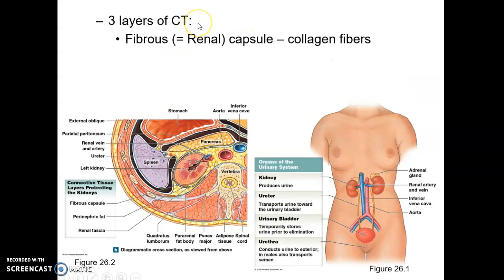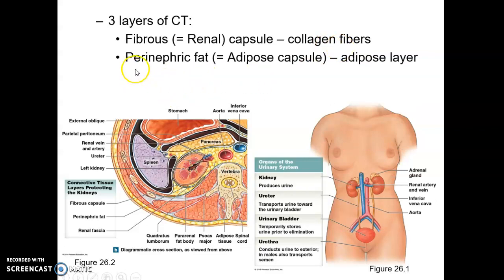3 layers of connective tissue. Outermost, there's the fibrous capsule or the renal capsule. So here's your kidney, and outermost, it should be labeled somewhere, the renal or fibrous capsule, outermost layer. And it is primarily collagen fibers. It's fairly tough.